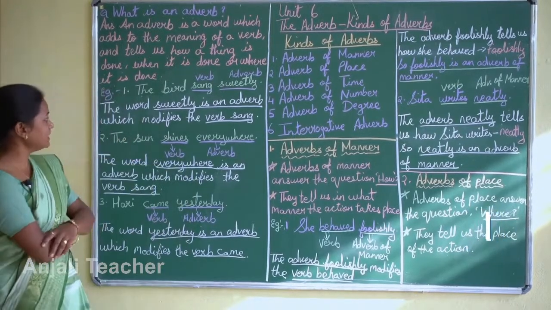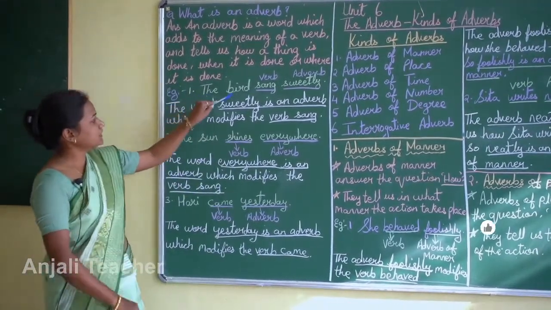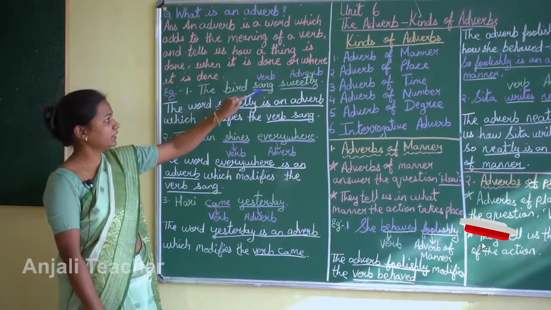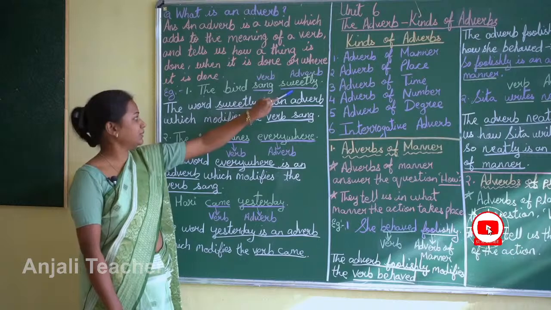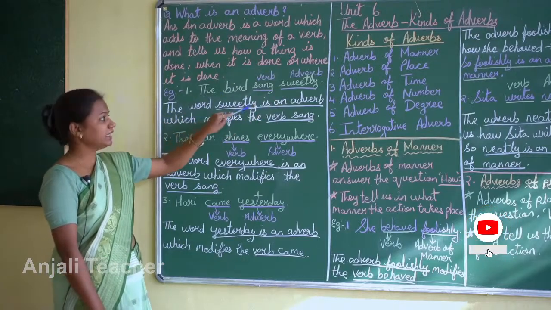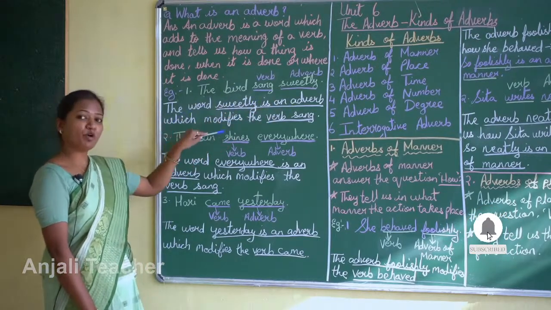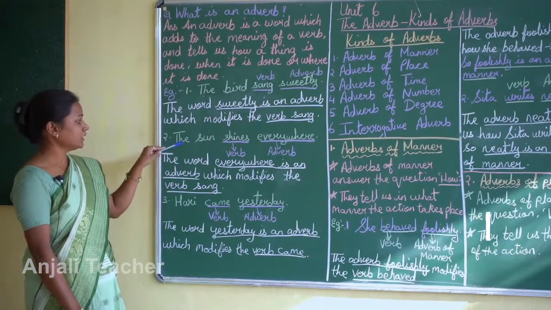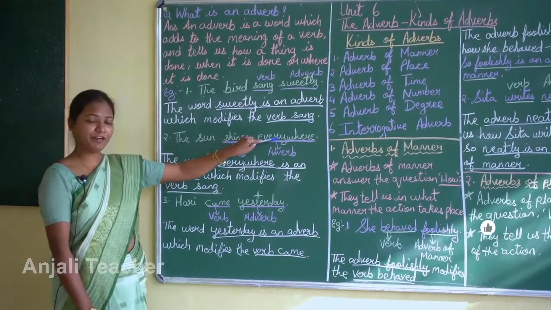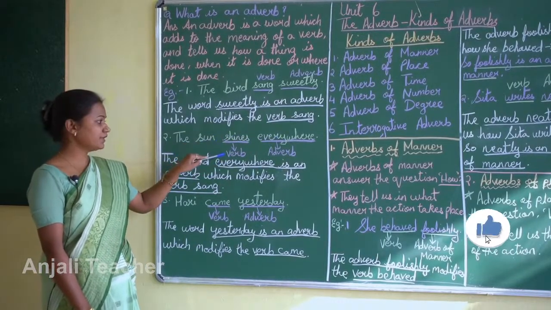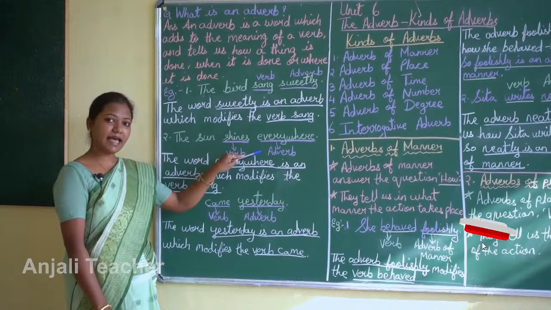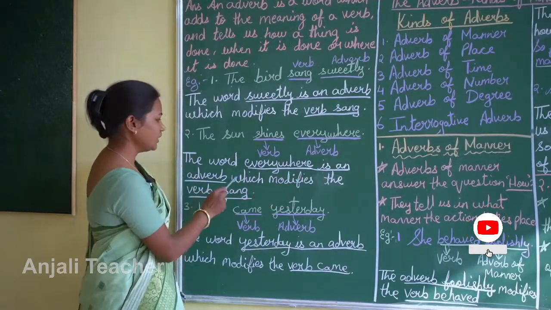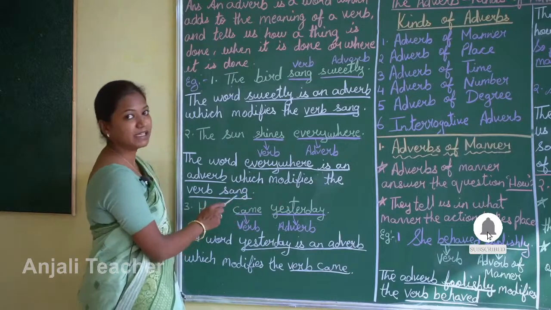Now see the examples. The bird sang sweetly. Here the verb is sang, the adverb is sweetly. The word sweetly is an adverb which modifies the verb sang. Now see the second one: the sun shines everywhere. Shines is the verb, everywhere is the adverb. The word everywhere is an adverb which modifies the verb shines.